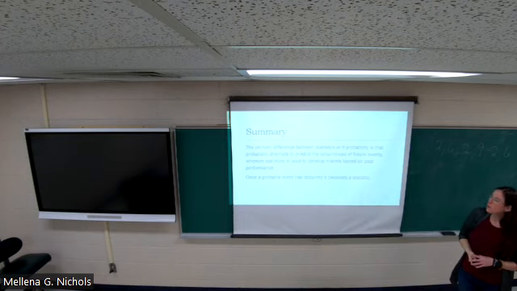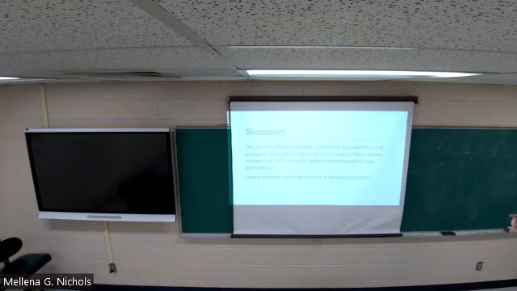Once a probable event has occurred, it then becomes a statistic. Probable is something that's going to happen in the future. Statistic is something that has already happened.